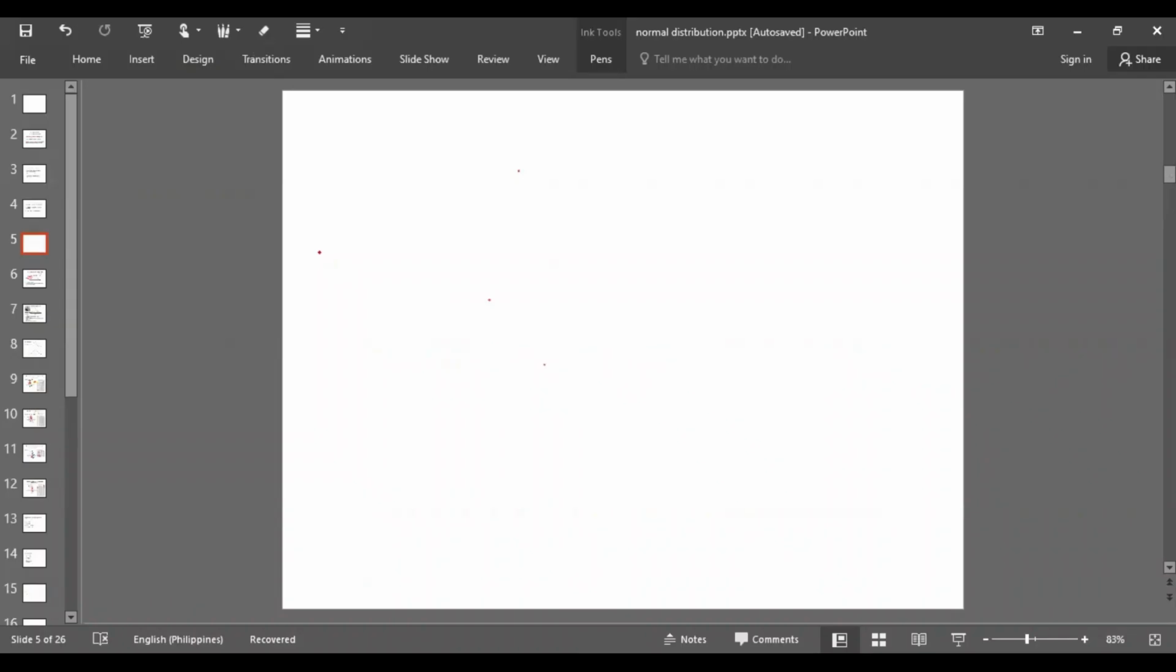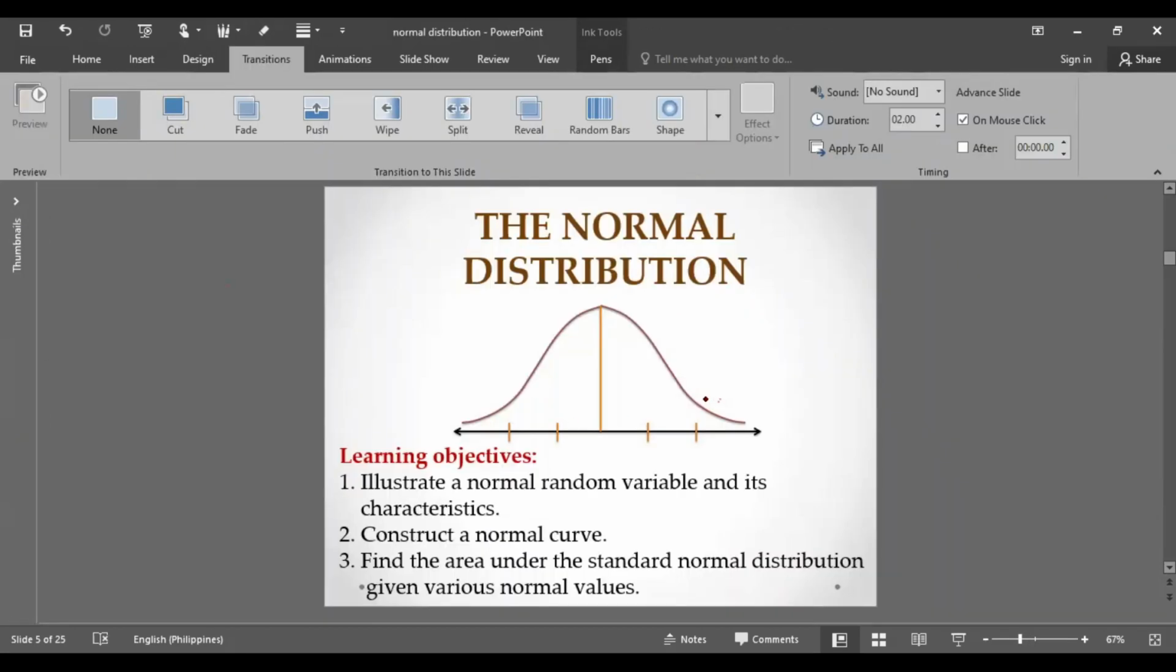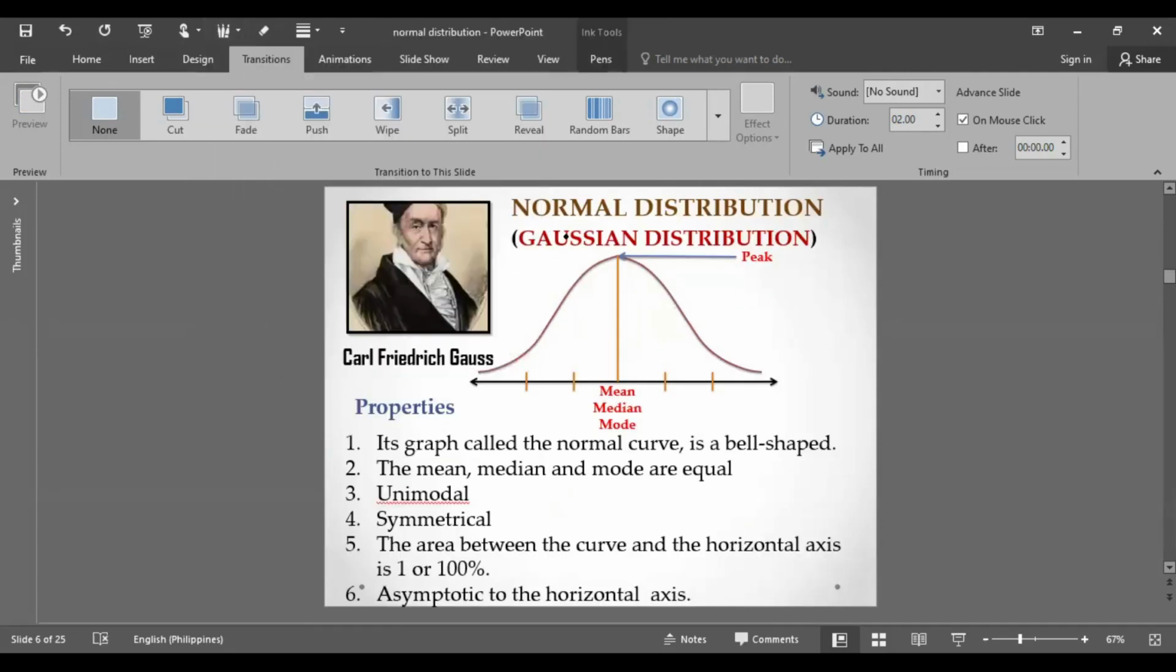In the previous topic, we discussed the difference between discrete and continuous random variables. If we are going to graph the distribution of discrete random variables, it's a histogram. But this time, we will be dealing with this kind of graph. This graph is the graph of continuous random variables, and it is also called the normal distribution. Normal distribution is also known as the Gaussian distribution, and the person behind this is Carl Friedrich Gauss.